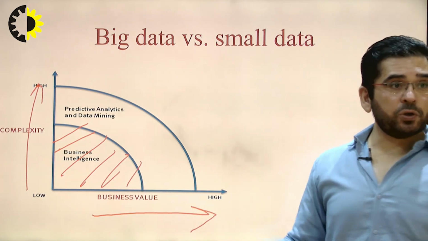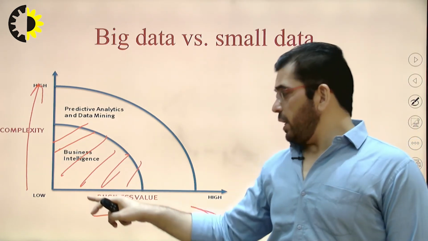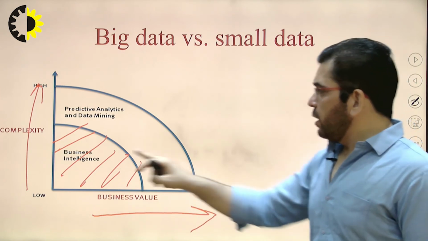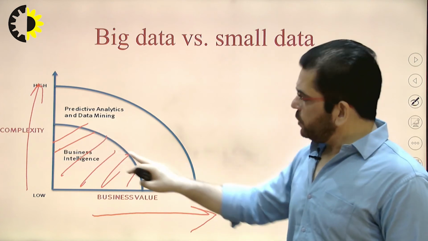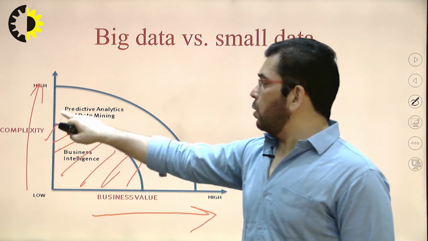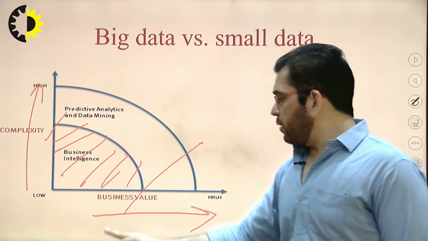This shaded portion of the graph means as soon as the business value goes high, the complexity also increases. But at a certain level, we can draw business intelligence. We need not go ahead from this point or ahead from this point.